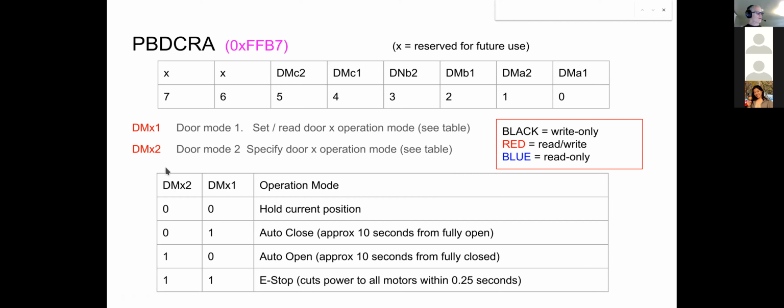And I also have a color code for these bits. So black is write-only bits, which means you can set them, but you can't read them. Red is read-write bits. You can set them and you can read them. And blue bits are read-only. And these are red because we can read them and write them.